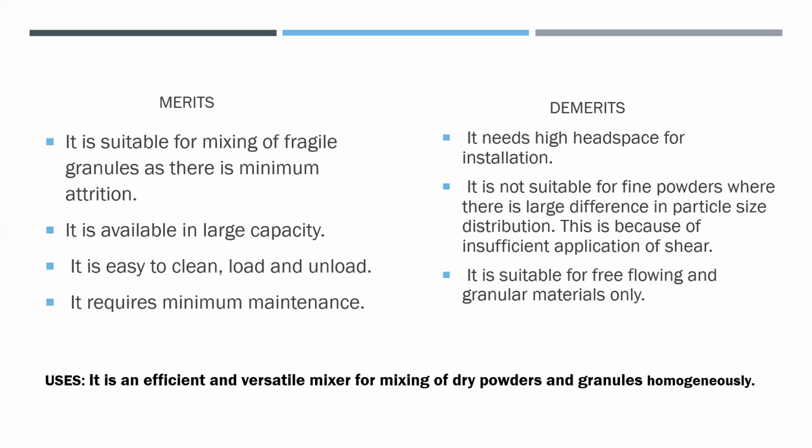And next, uses of this double cone blender. It is an efficient and versatile mixer for mixing of dry powders and granules homogeneously. So it is mainly used for the mixing of dry powders and granules homogeneously. So this is the first equipment which is used for the mixing of solid material.